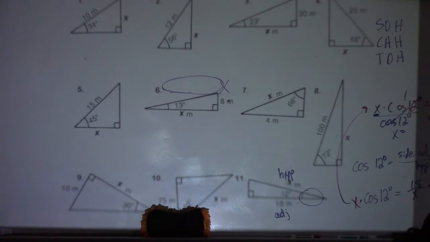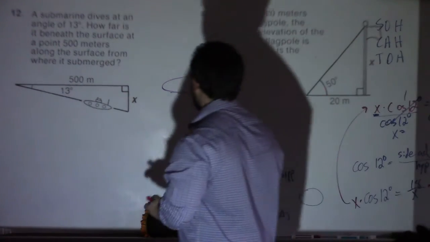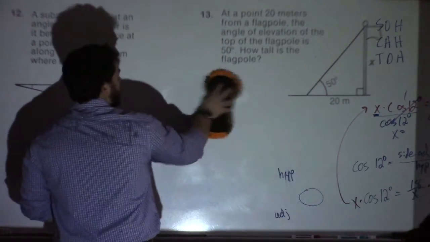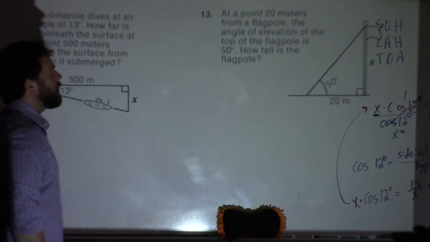X equals. Yeah, it's like 18.40 sounds right. Can we go over 10 and 13? No, we can go over 13. 13 look familiar? No. Yeah, we need to go over 12. We're not going over 12. If you can do 13, you can do 12.